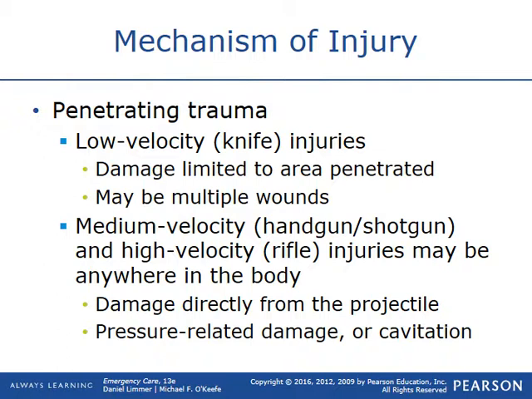Your medium velocity injuries are going to be such as your handgun or shotgun, and your high velocity is going to be your rifle type injuries. You're going to see damage directly from the projectile, and then you're also going to see pressure-related damage or cavitation.